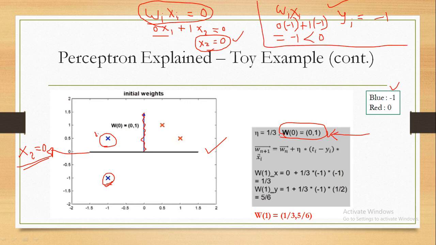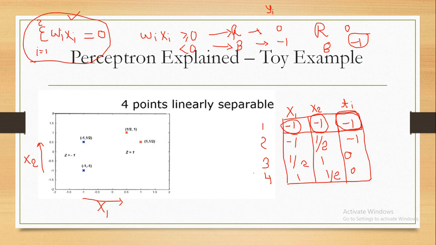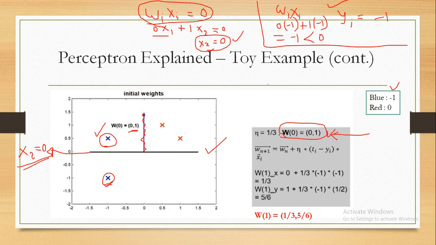So now let me just go with this next point. So same weight I will use. Now what is the point? The feature value is -1 and 1/2. So let me just do one thing, 0 into -1 and 1 into 1/2. So let me find the value. So that's half. Is it less than 0 or greater than 0? It is greater than 0. Greater than 0 in the sense outcome is red.